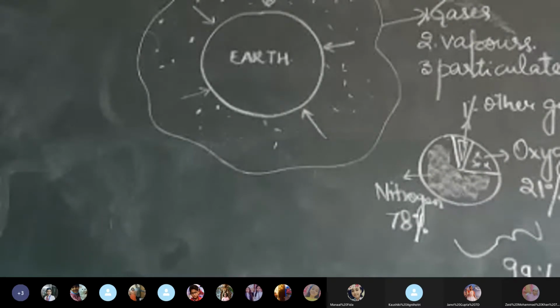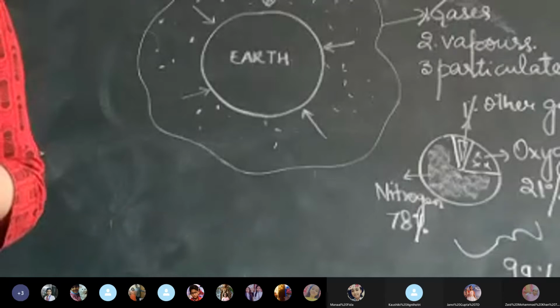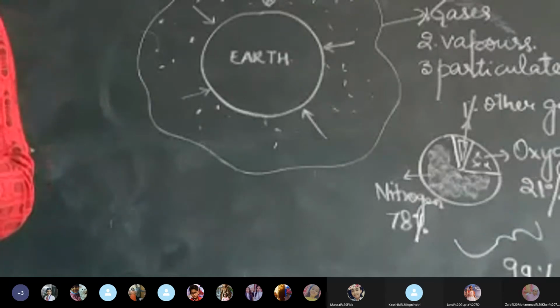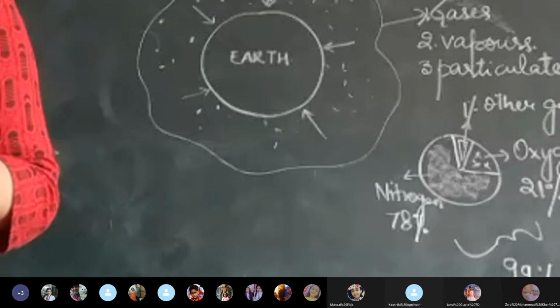It is necessary for the growth of plant life. Nitrogen's basic work is that it provides manure and all the nitrogen needed for plants to grow. So nitrogen is a very important gas for plant life.